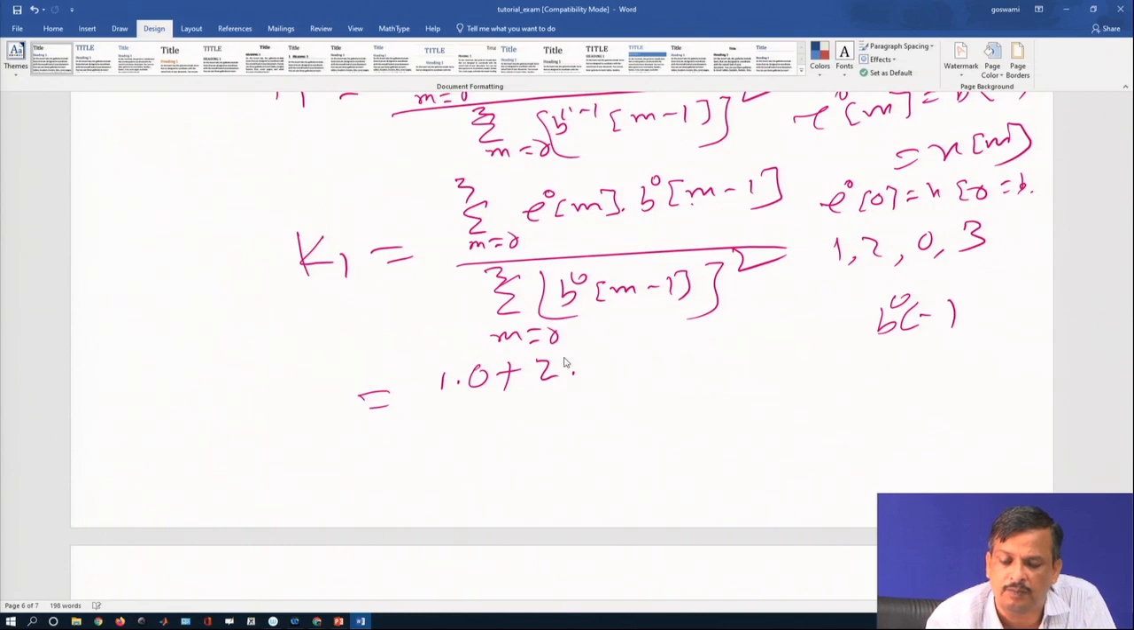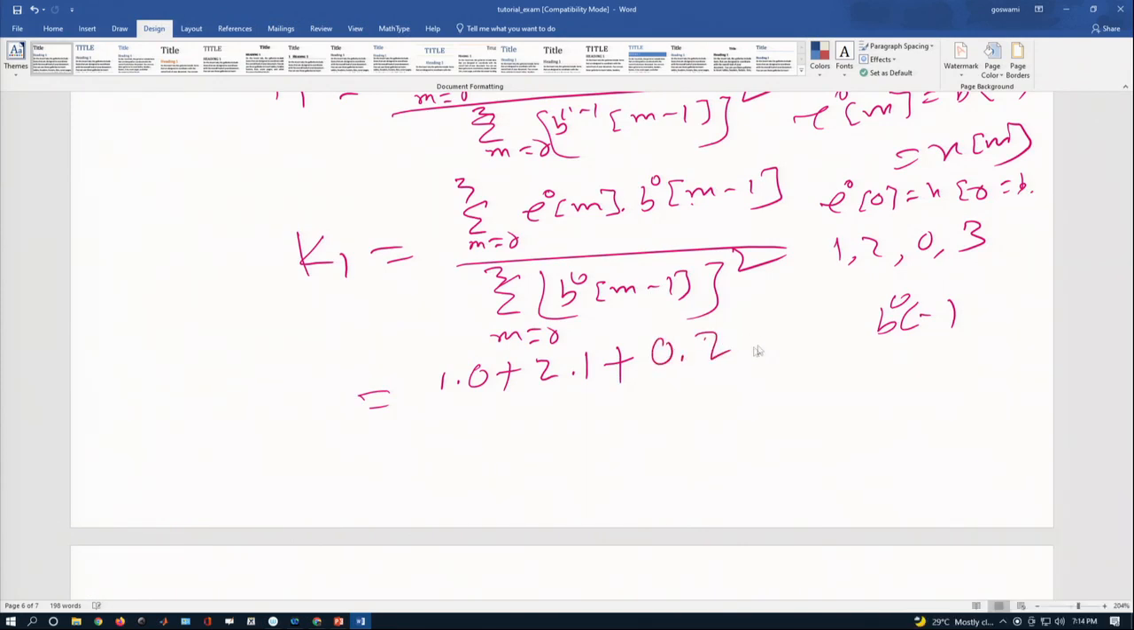So B0 0 is nothing but 1 plus, so 1 after 1, so I can say 0 multiplied by 2 plus 3 multiplied by 0 plus 0 multiplied by 3. So I can say that it is nothing but this term 0, this term 0, this term 0, this term 0, it is nothing but 2. So this term is 2.